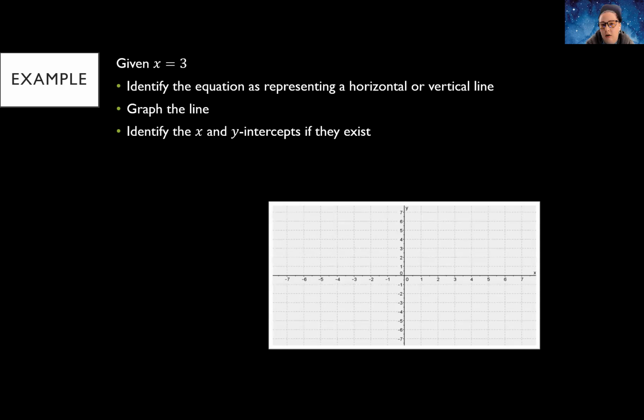Here we have x equals 3. We need to first identify whether this is horizontal or vertical. Think about it: your x-axis is horizontal, so I think of it as, okay, this must be a vertical line. It's sort of the opposite. If your equation has x and your x-axis is horizontal, your line is going to be vertical.